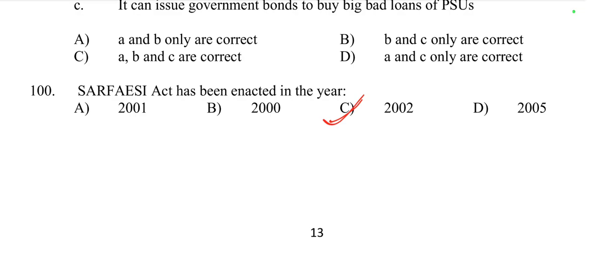So what is the full form of SARFAESI? SARFAESI means Securitization and Reconstruction of Financial Assets and Enforcement of Security Interest. So this act was enacted in 2002 to facilitate the recovery of non-performing assets and to allow banks and financial institutions to enforce their security interest without the intervention of courts. So this was implemented in 2002.